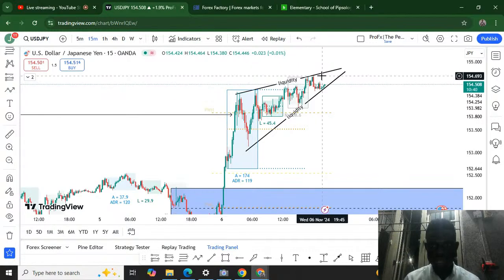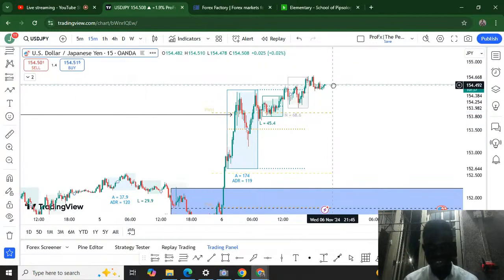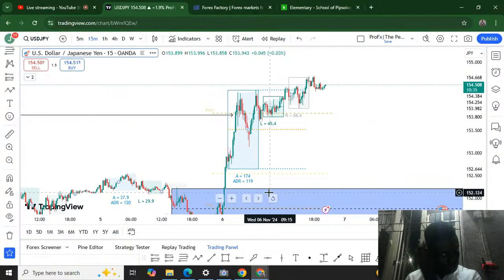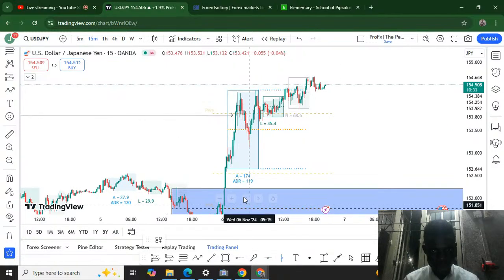So let's not miss this. Let's not miss this sell for the UJ traders.